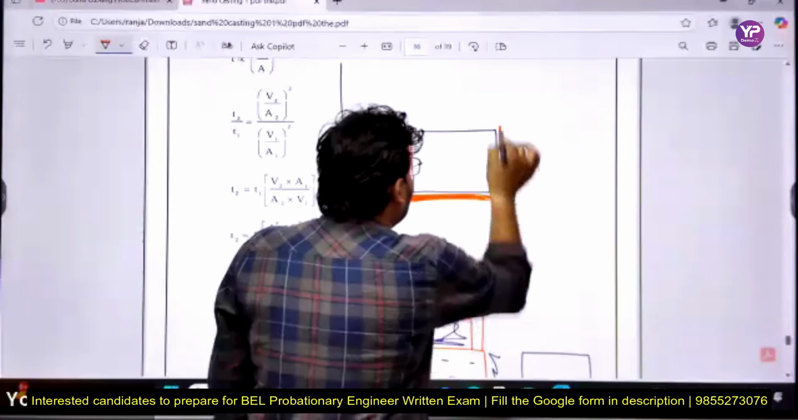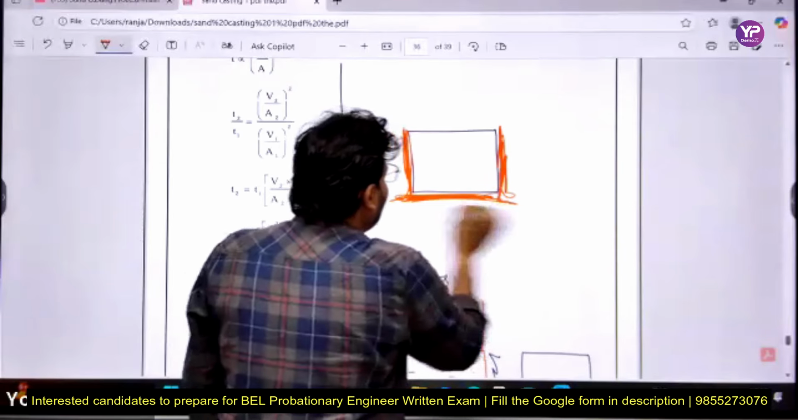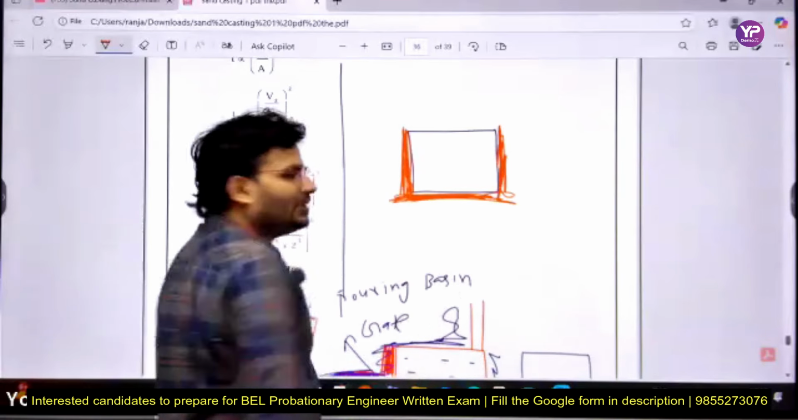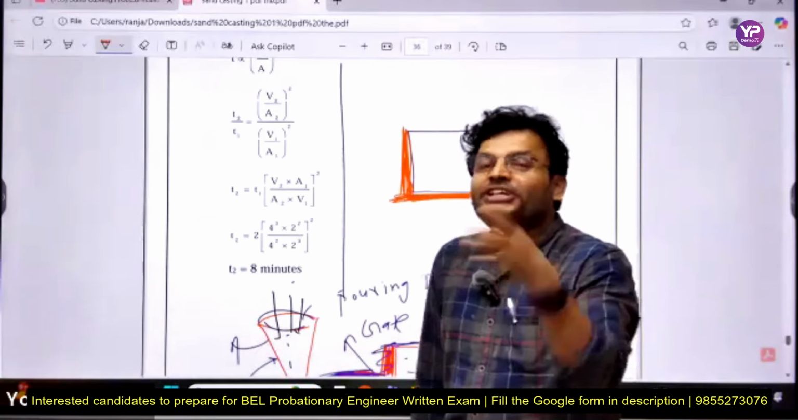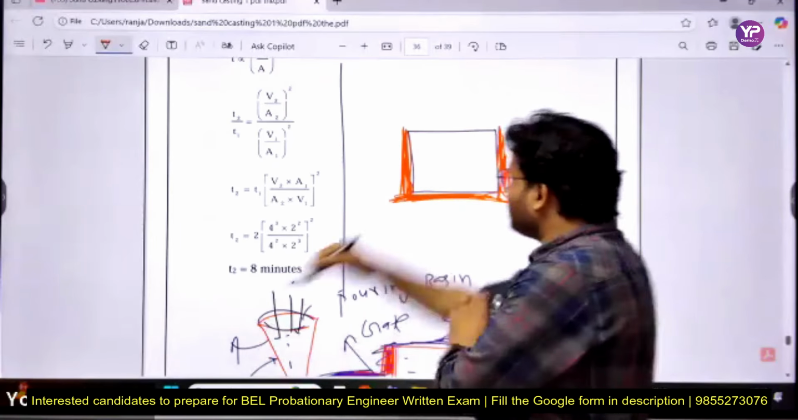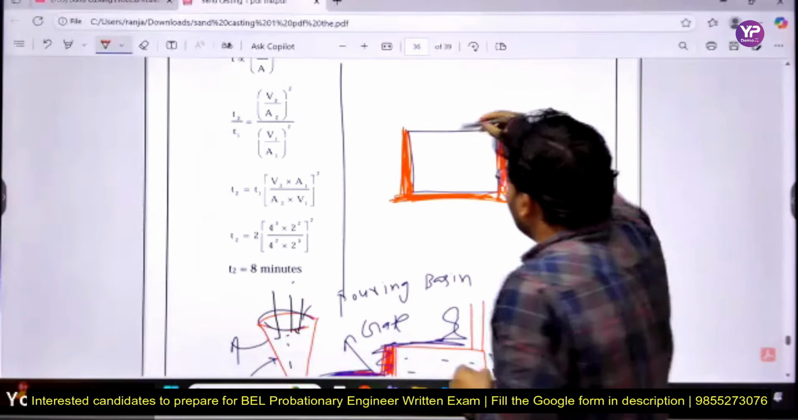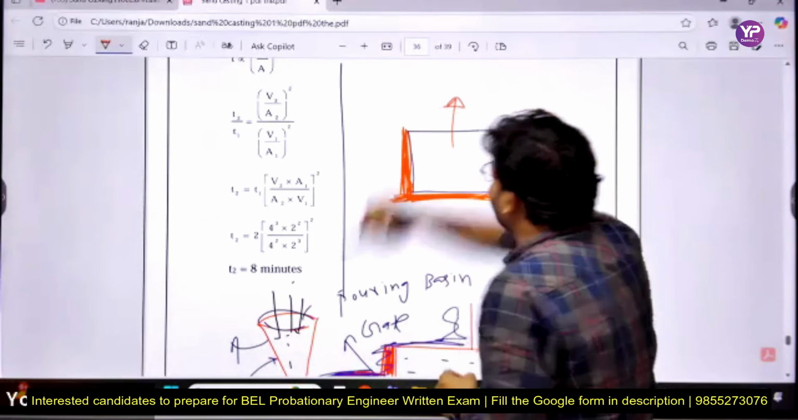It is all around the sand like that. Suppose this is the sand, that whole thing is sand. Now my dear friends, you have to remove the pattern, and then you have to pour the molten metal. So now you have to take out that pattern.